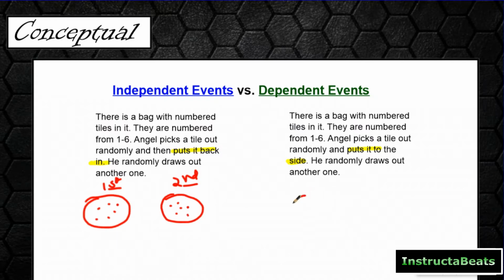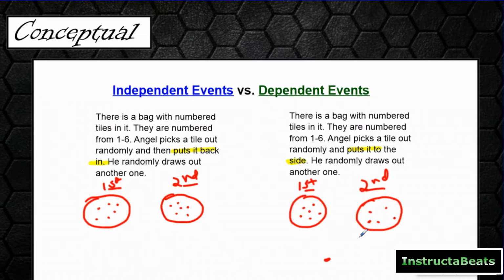In our dependent event, he's starting with the same bag. Okay, 1, 2, 3, 4, 5, 6 tiles that suspiciously look like dots. But then he's taking that one out and he's laying it on the side over here. So the second time he draws, there are now only 5 tiles in it. The second event is dependent on the first event because it was affected by it. The probability has now changed because there's less tiles to choose from. So we've been working with independent events. Today we're going to look at working with dependent events.